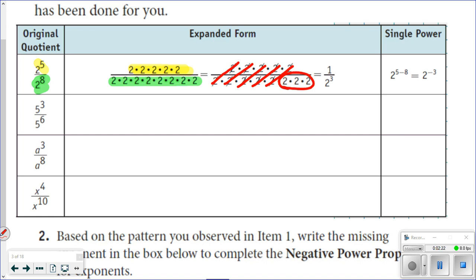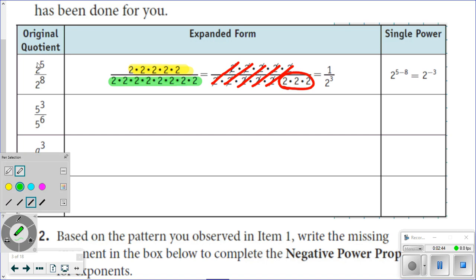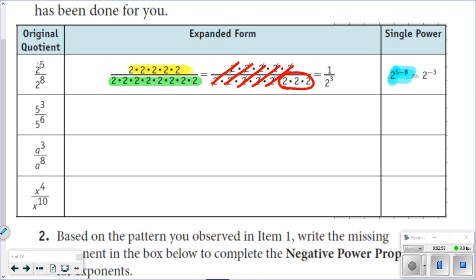Now, if we think back to our quotient rule, and we can look at our note sheet to help us with this, when we're dividing, we keep the base, so the base is 2, and we subtract the exponents. So our exponents here are 5 minus 8. That's written out in the 3rd column for us. And 5 minus 8, we're subtracting a bigger number, so that would be negative 3. So it's 2 to the negative 3rd power.